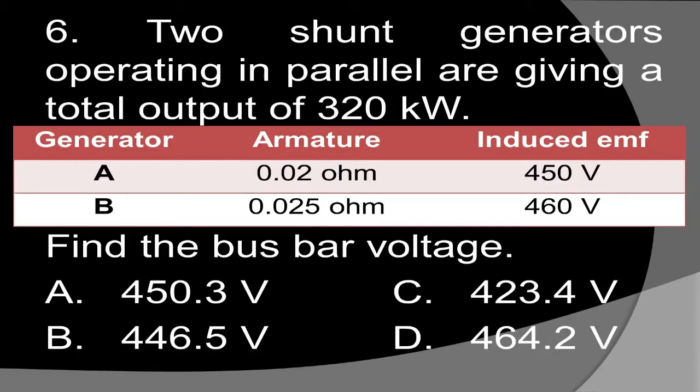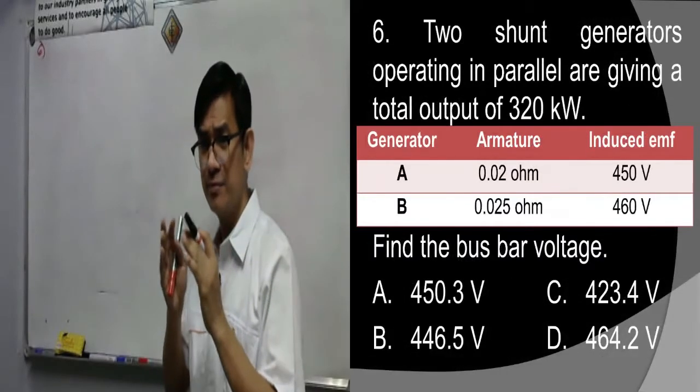So let us draw our problem number 6. 2 shunt generators operating in parallel are giving a total output of 320 kilowatts. Generator A and B, with a given armature resistance and induced EMF. So find the bus bar voltage, assuming that we neglect the shunt field current. We'll go there once we go to DC machineries. But first, this is just a basic principle from DC circuits.